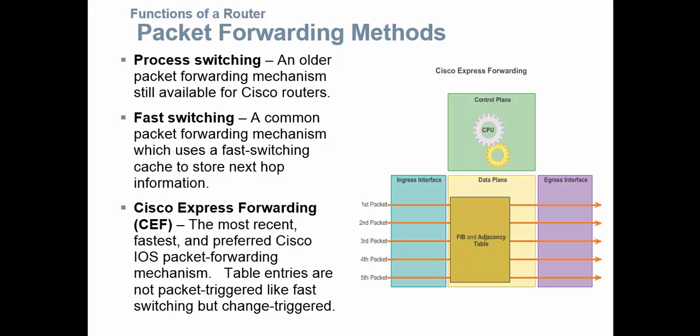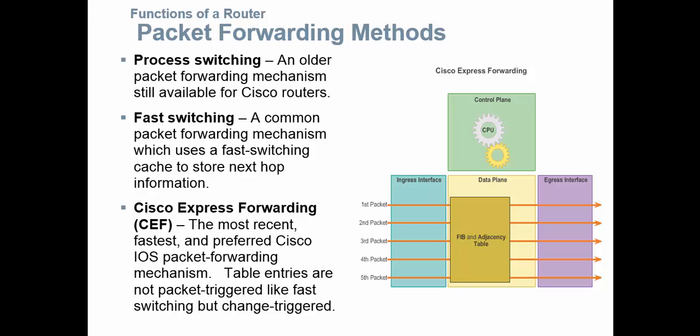Cisco Express Forwarding is the most recent and preferred Cisco IOS packet forwarding mechanism. It's similar to fast switching in that it builds a forwarding information base, or FIB, and an adjacency table. However, the table entries are not packet triggered. They're determined by changes in your topology, like when you add a new router. Once the network has converged and all the routers have learned about this new router, the FIB is updated so that it includes this new router, and the best path is determined from there.